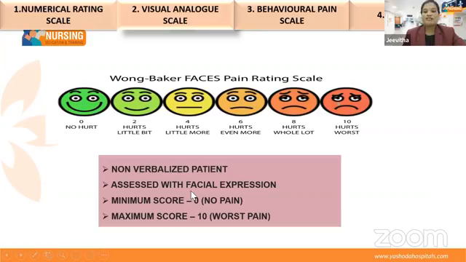Apart from the numerical scale, there is also the visual analog scale, the Von Baker scale, which will be helpful to address the pain easily. In this also, the minimum score is 0 and the maximum score is 10. In between, as I mentioned, at 4 and above, interventions can be taken to manage the patient's pain.